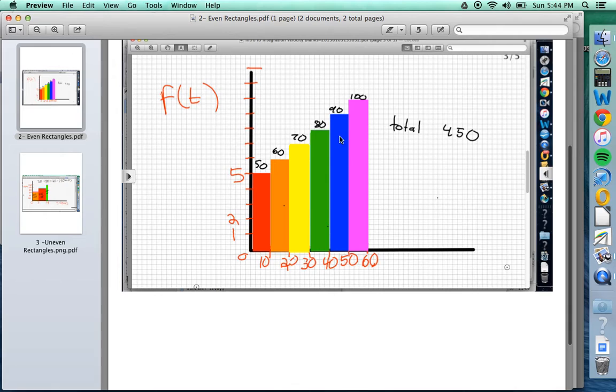We did even rectangles. Remember, this is actually the Coach Green problem. And this is a lot like our book work, where every rectangle has a delta x of 10, and every height is unique. So we really could have added together all of the heights and then multiplied by 10.